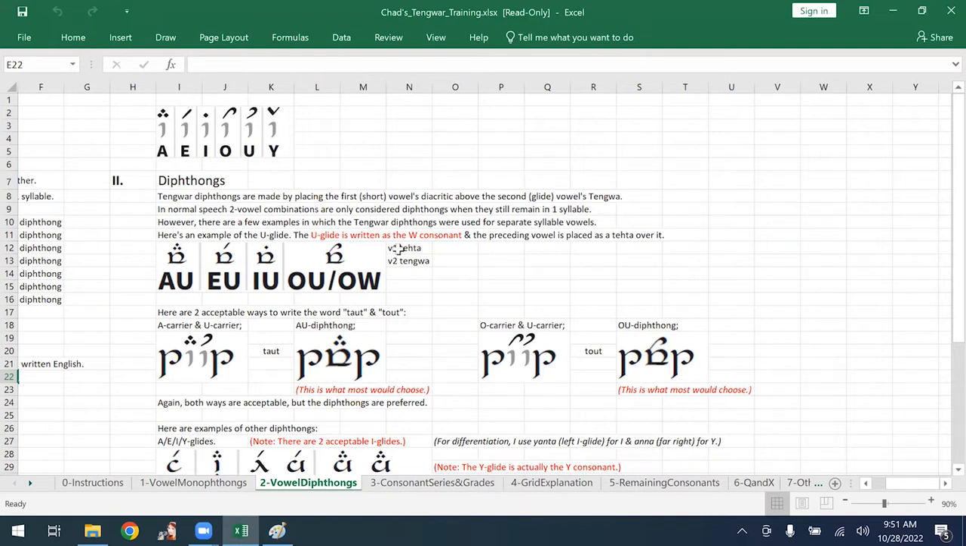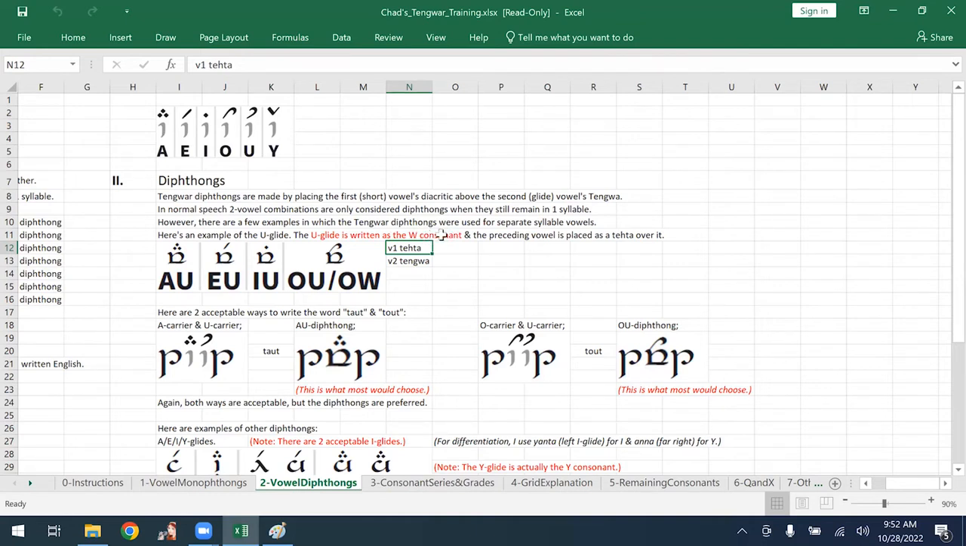So the vowel one, which is the first vowel, you do a Tehtar, which is the normal way. You just take the Tehtar you're already used to doing and you stick it above, instead of sticking it above a consonant, you stick it above the second vowel. So there are Tengwar letters for the different vowels when you're doing a diphthong. For instance, this right here is the W Tengwar. So the U glide, the second vowel is called the glide vowel. Like this is a U glide. So the U glide is written using a W consonant.